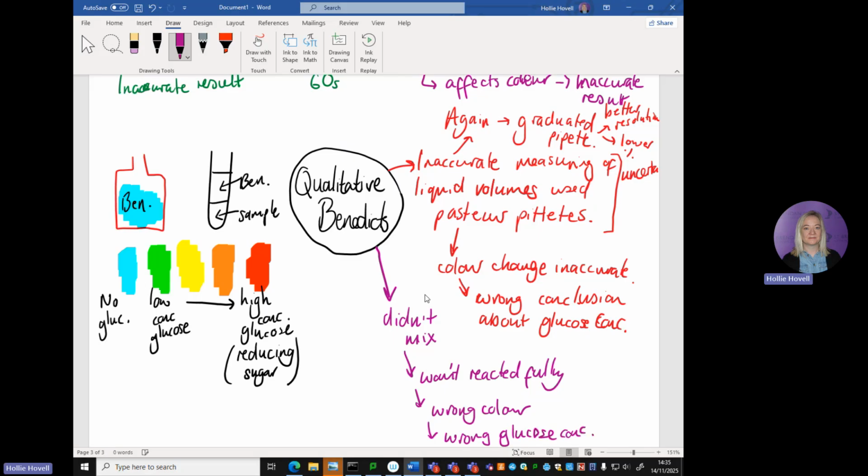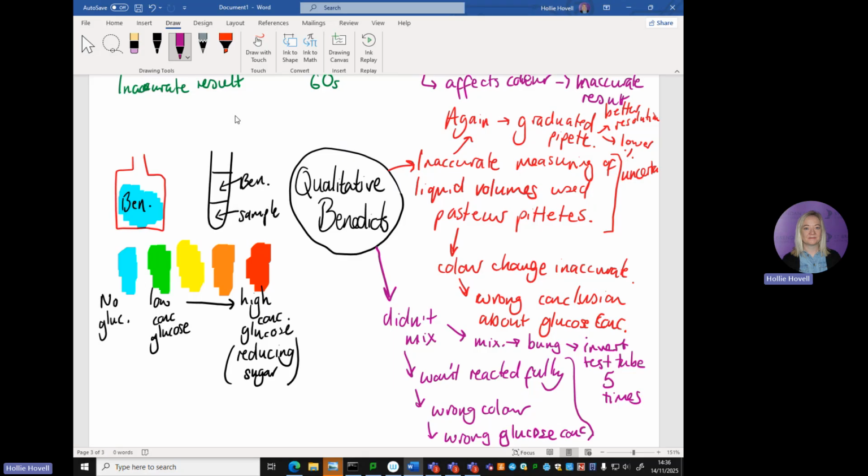So if you did it again, how would you avoid that? Is to make sure that you definitely do mix. Usually to mix, you would put a bung in the top of the test tube and then invert the test tube. So it goes upside down, right way up, upside down, right way up, upside down, right way up a few times to make sure it's fully mixed. So you could say 5 times. Okay, to make sure it's fully mixed.